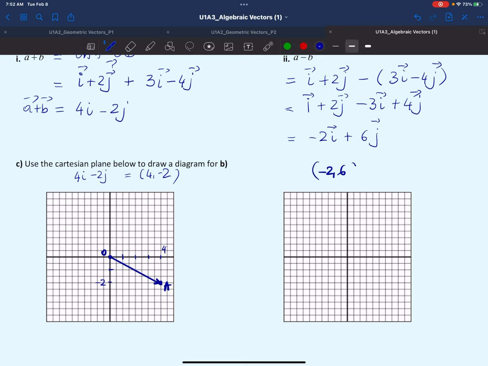Now, in the same way, we're going to draw the vector negative 2i plus 6j, which is basically negative 2 and positive 6. So 1, 2, and then 1, 2, 3, 4, 5, 6. We went a little bit far. That's because we're ambitious. Here we go. And this would be your vector OB.